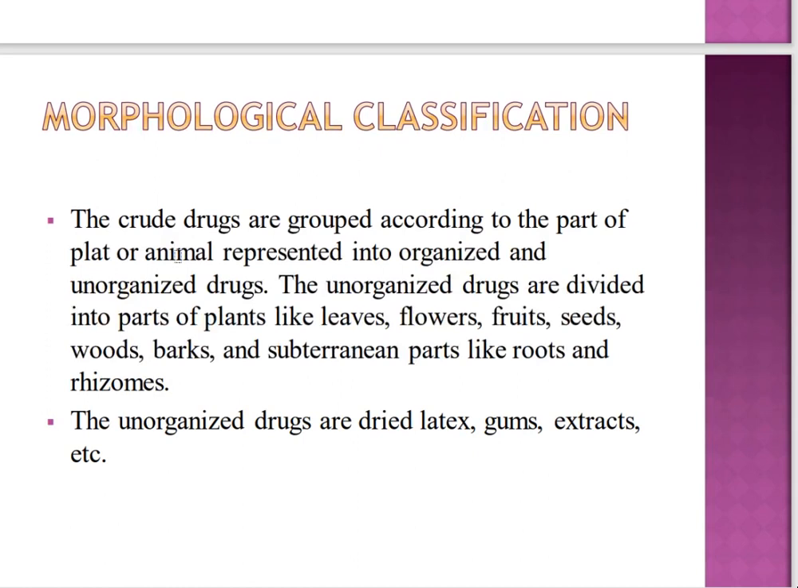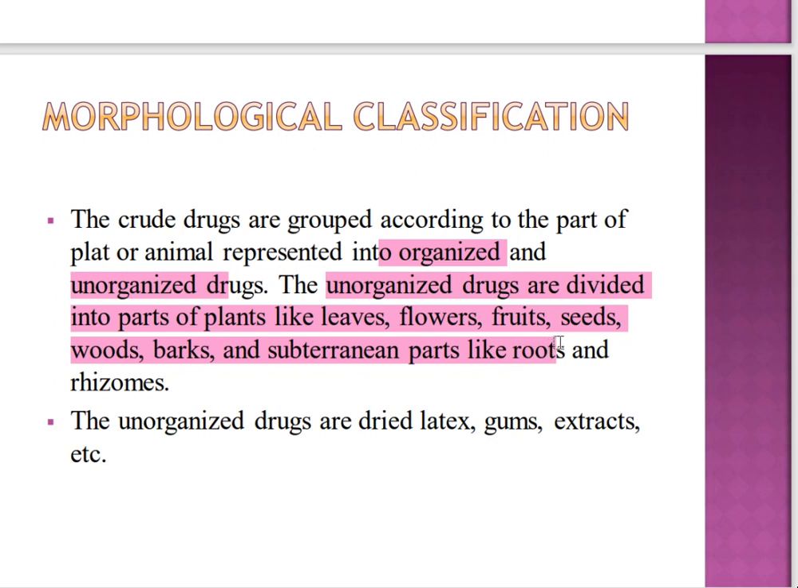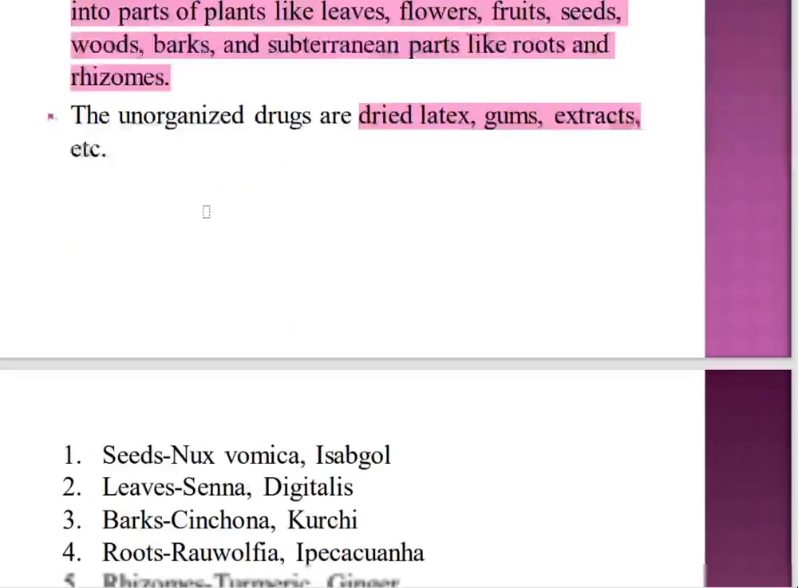Fourth is the morphological classification. The crude drugs are grouped according to the part of the plant or animal, into organized and unorganized. As I said, the organized drugs are divided into parts of plants like leaves, fruits, flowers, seeds, wood, barks, or subterranean parts like your roots, rhizomes. And what comes in the unorganized form? It is dried latex, gums, extracts, etc. Okay, we'll understand with the examples better.